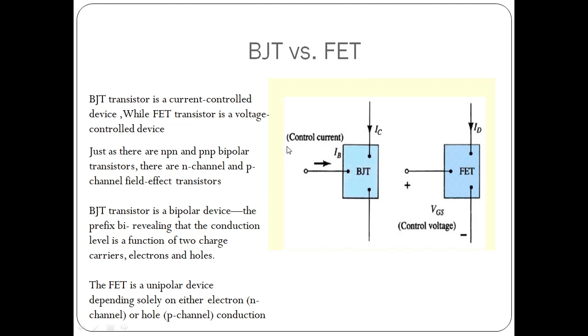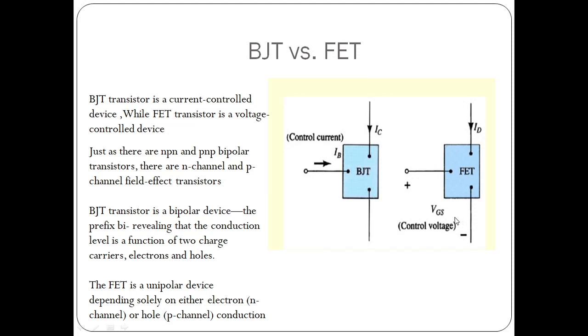BJT is a current controlled device. Here the output current, which is the collector current IC, is controlled by the base current, or rather the collector current is a function of the base current IB. On the other hand, field effect transistor is a voltage controlled device. Here the output current ID is a function of VGS, which is the voltage or the potential difference between the gate terminal and the source terminal.